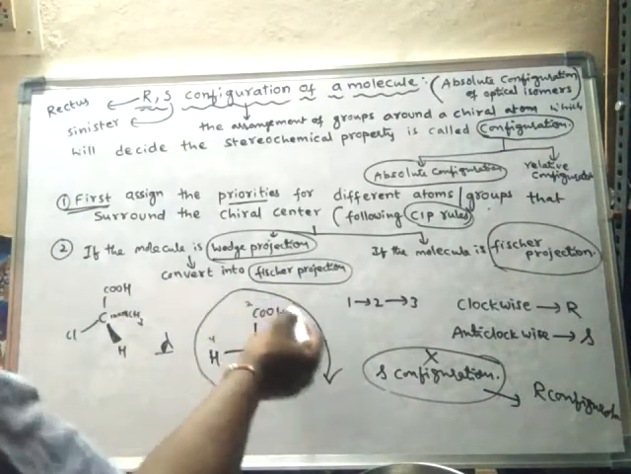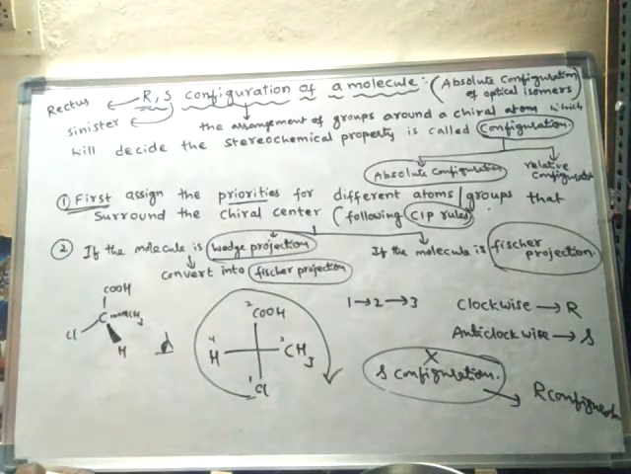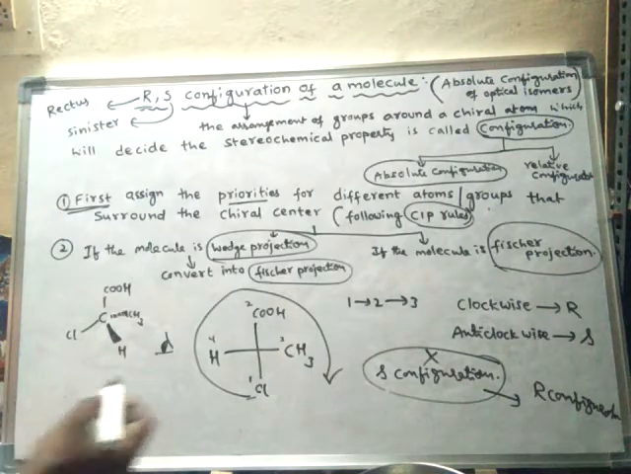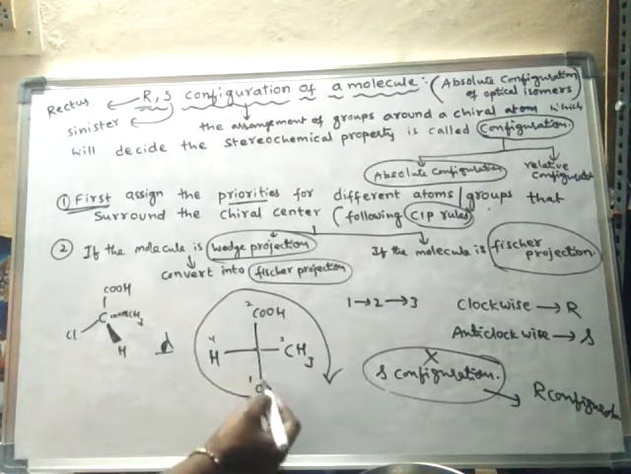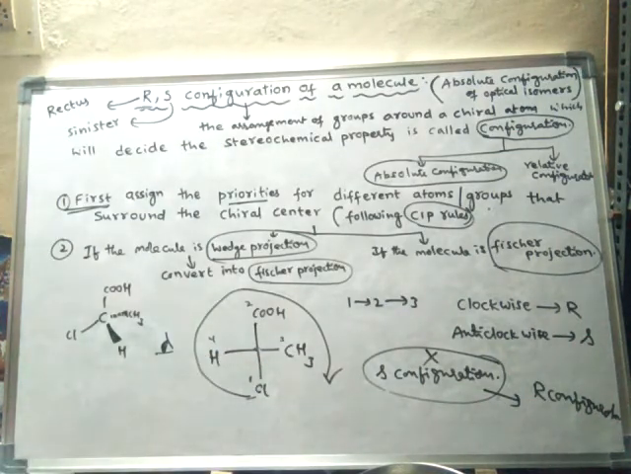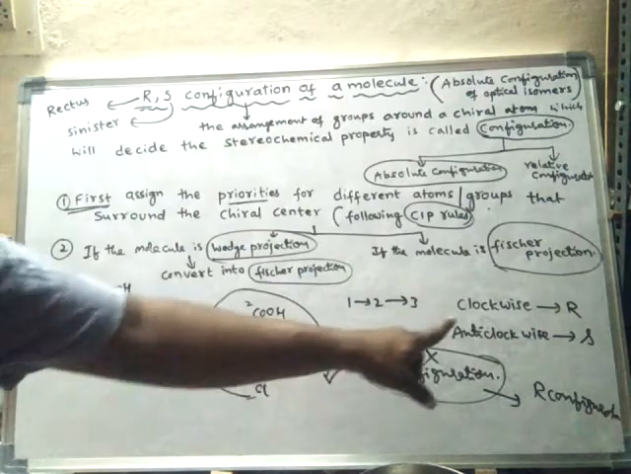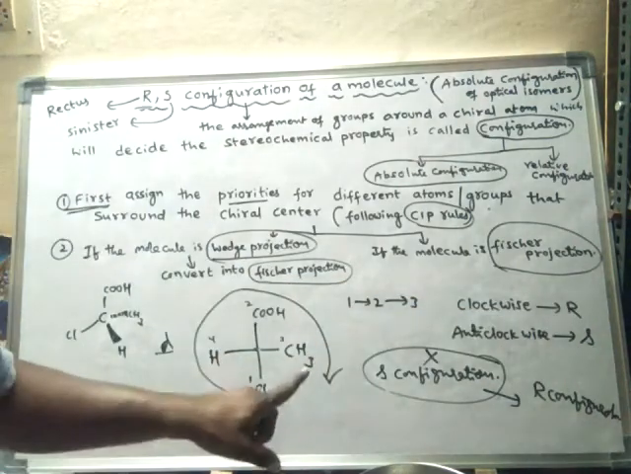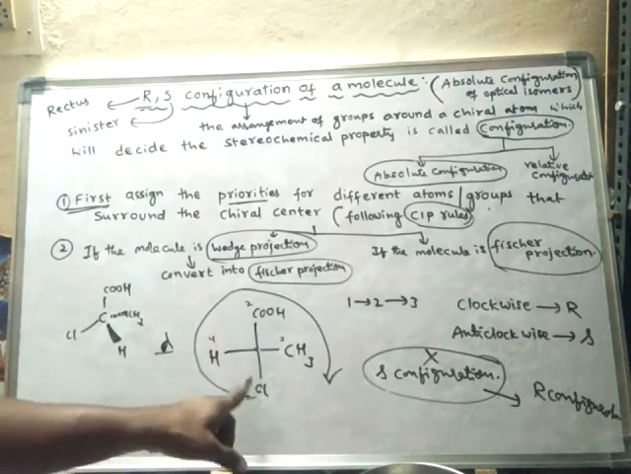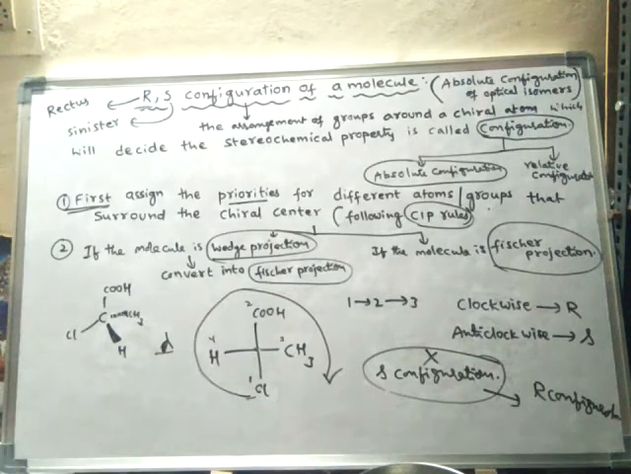So this molecule is having clockwise configuration. Configuration means the arrangement of groups around the central chiral atom. So this molecule is having a clockwise configuration of groups, hence it should be R. So the configuration of this molecule should be R configuration.